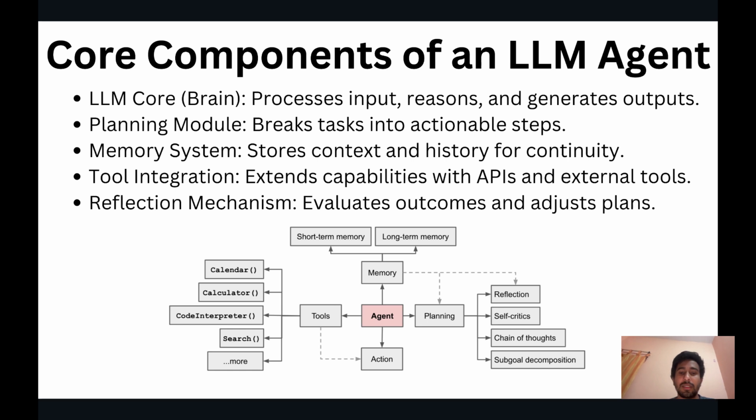So in the diagram below, you can see the structure of an LLM agent. So it has tool, it has memory, it has planning module, and the action module. The action module is nothing but a module which decides which tool to use. And the planning module also uses the LLM to decide the planning and do the reflection, self critique, etc.